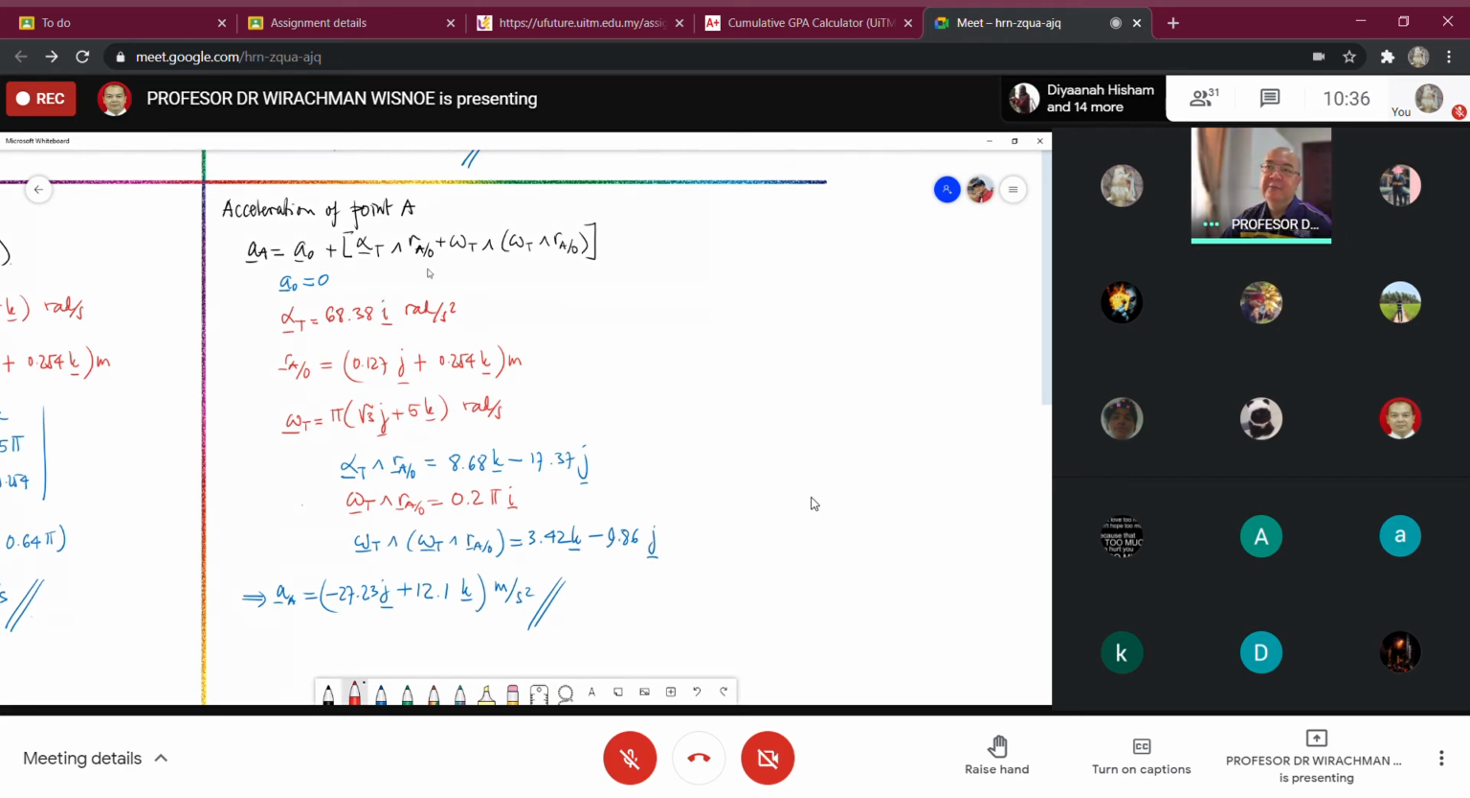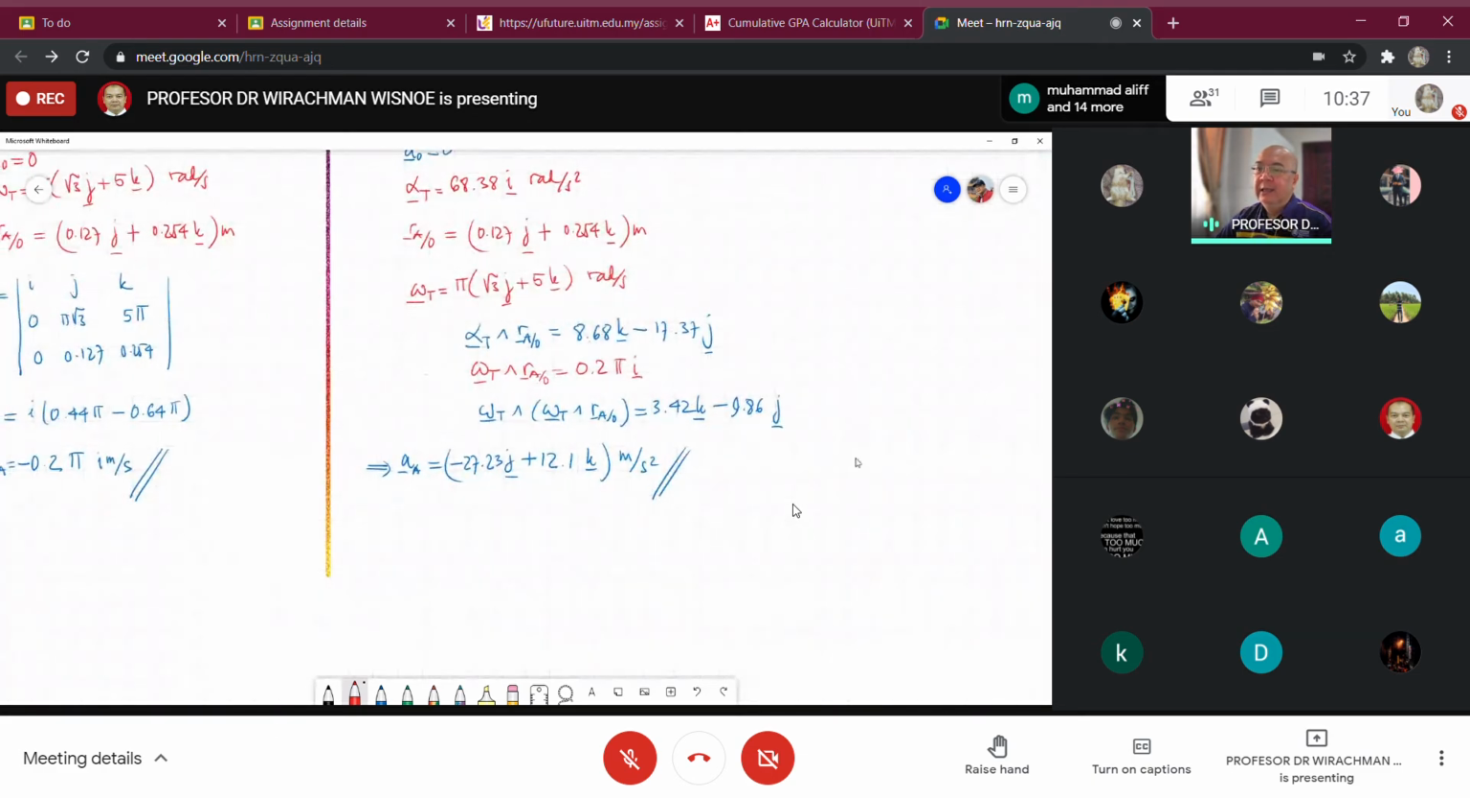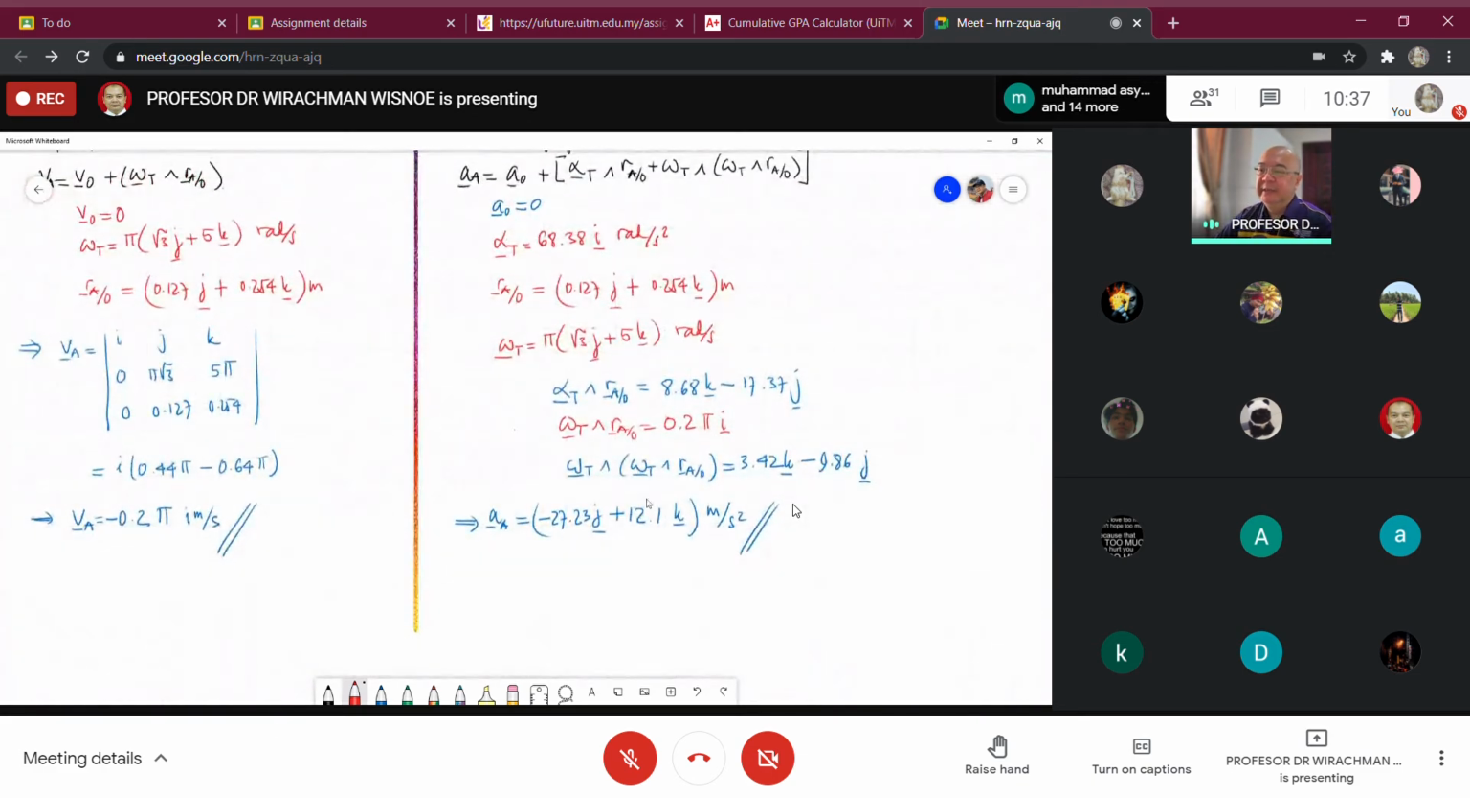We have the tangential component. This is the normal component in the 2D. But in 3D, we don't write normal and tangential. We write the formula like that. Okay, so we have all the values. So the remaining is just putting in the values. I will give you this one later.